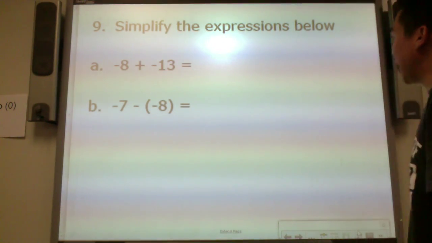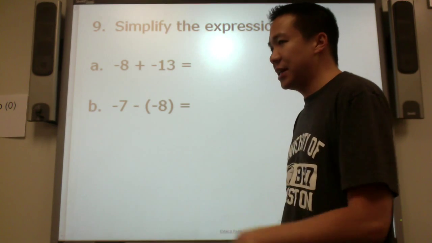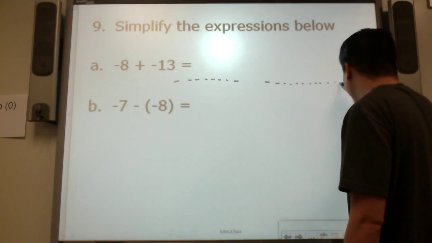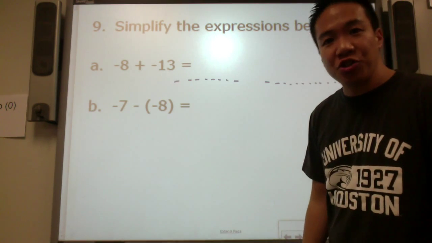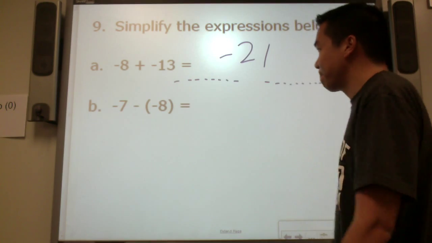Number 9, simplify the expressions below. If I have 8 negatives and I put it with 13 negatives, 1, 2, 3, 4, 5, 6, 7, 8, 1, 2, 3, 4, 5, 6, 7, 8, 9, 10, 11, 12, 13. Do you see any zero pairs here? Nope. I see 21 negatives.